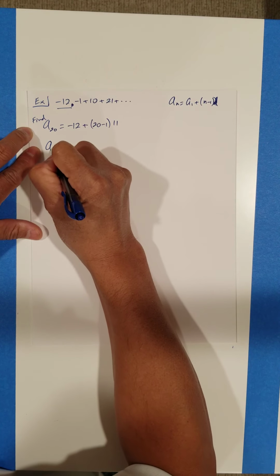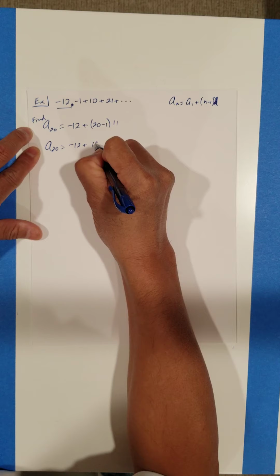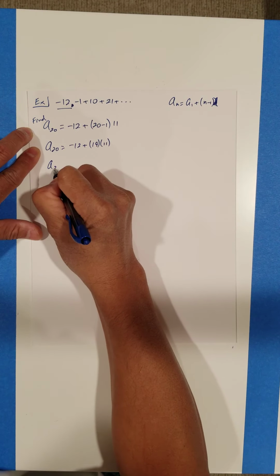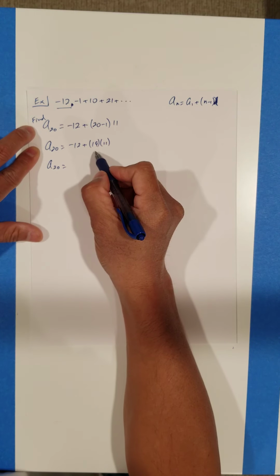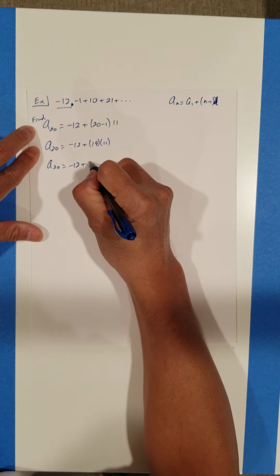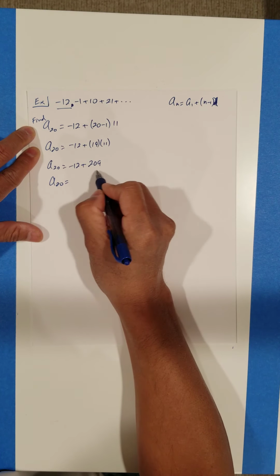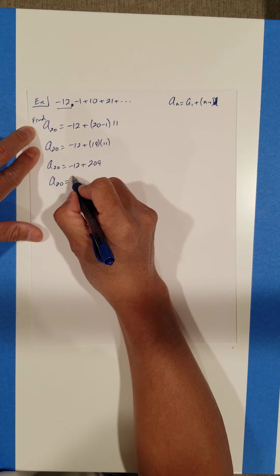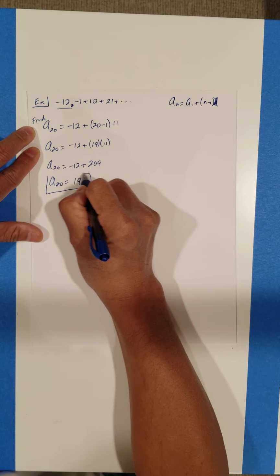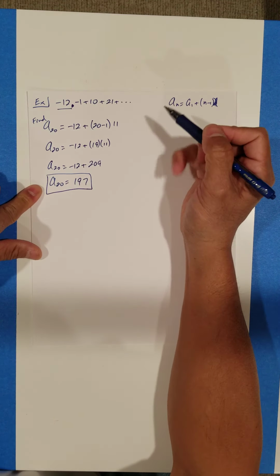So the 20th term is going to be negative 12 plus 19 times 11. Okay, so just calculate that out. 20th term will be, let's see here, negative 12 plus 209. So the 20th term we're looking at is, let's see here, 197. That's it. The 20th number down the road will be 197. Okay?